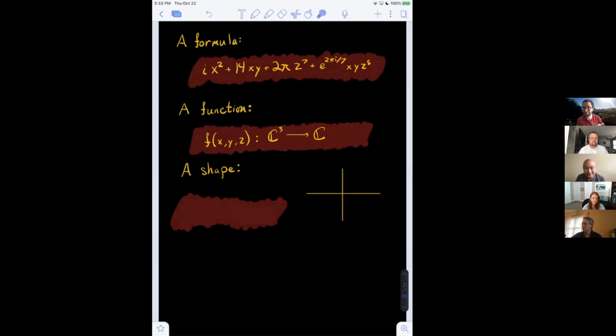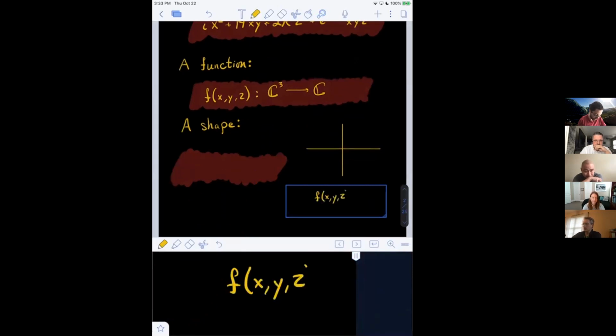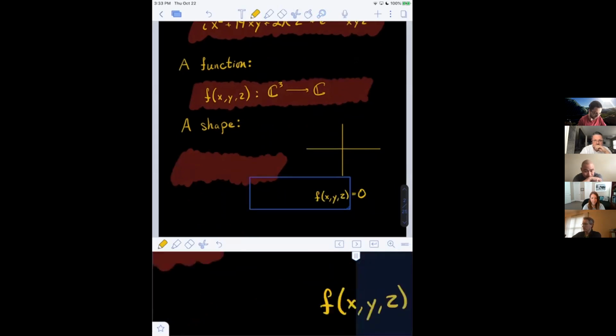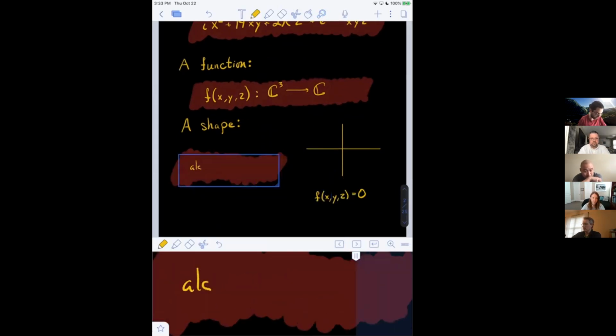Sorry, this is maybe review from calculus 1 or pre-calculus, but I think both of these points of view are equally valid, and I want to stress that. In algebraic geometry, we care about the algebra as well as these functional pictures. And then if you have this function, you can look at the set of solutions, f of x, y, z equals 0, and that's an algebraic variety.